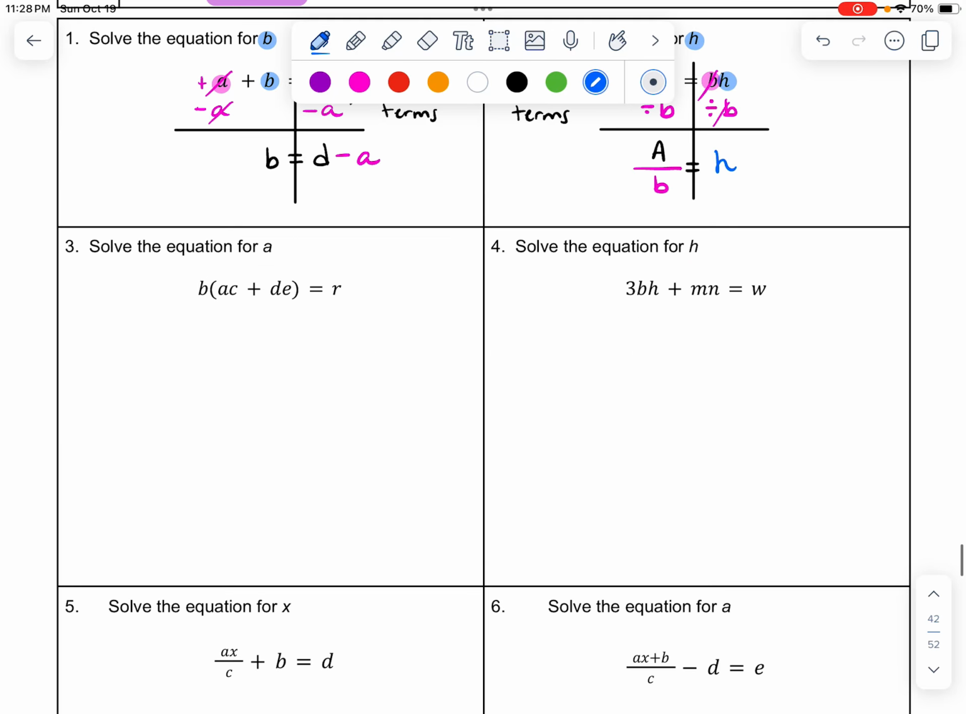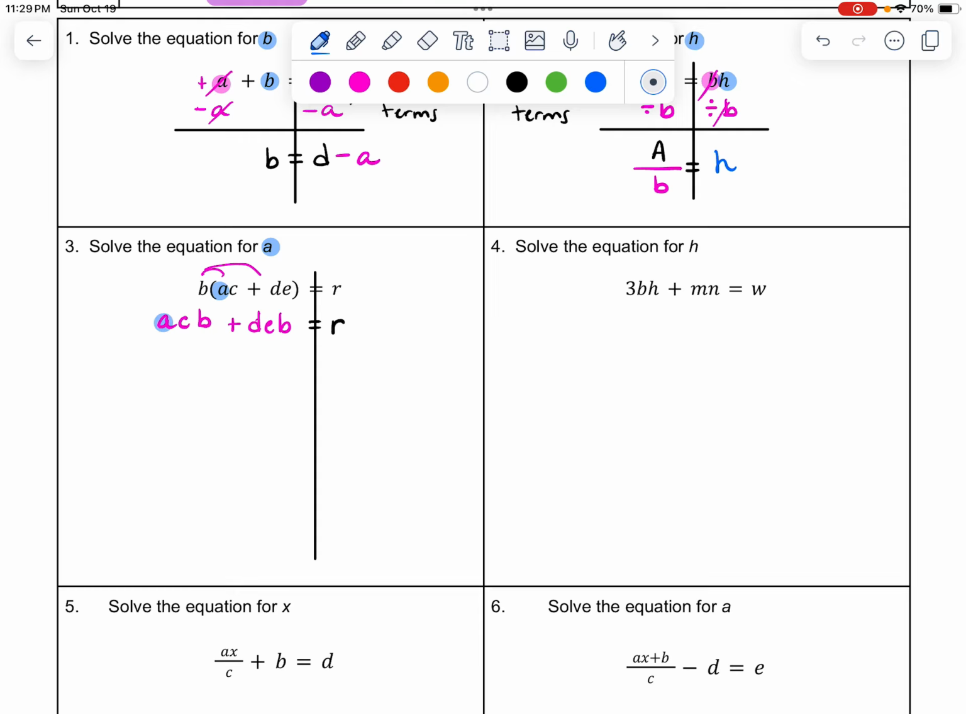For problem number 3, this problem says solve the equation for A. Now, one of the things that we learned is that whenever there's a parentheses, step 1 is to distribute. So the first move here is to multiply. Now again, we don't know what any of these numbers are, so we're just going to write them all next to each other. B multiplied by A and C is just A, C, B. Plus B multiplied by D and E is just D, E, B equals R.